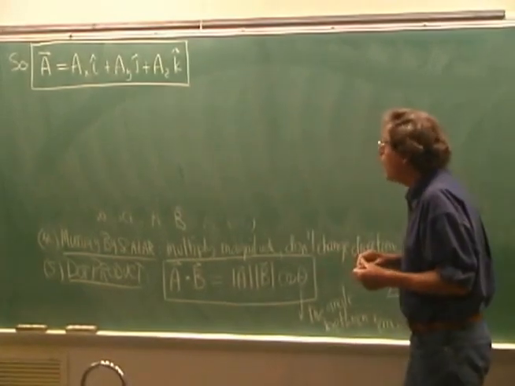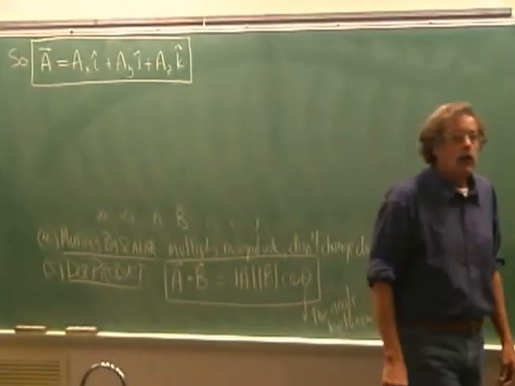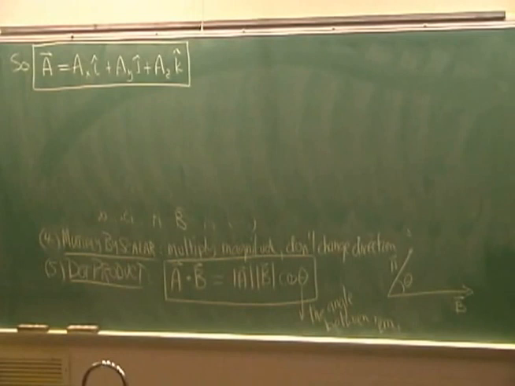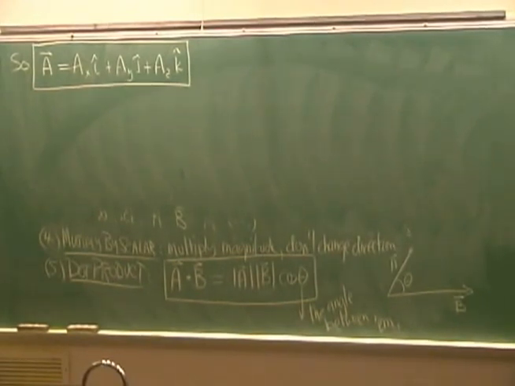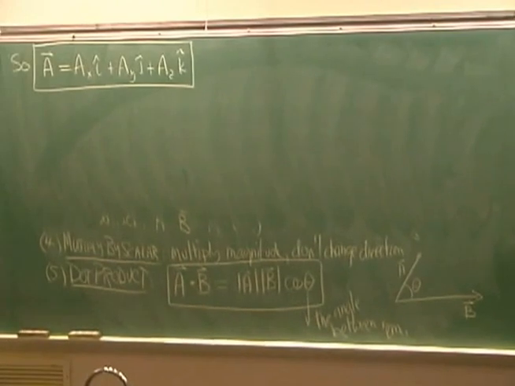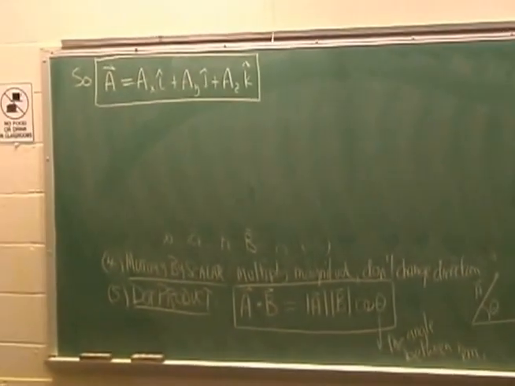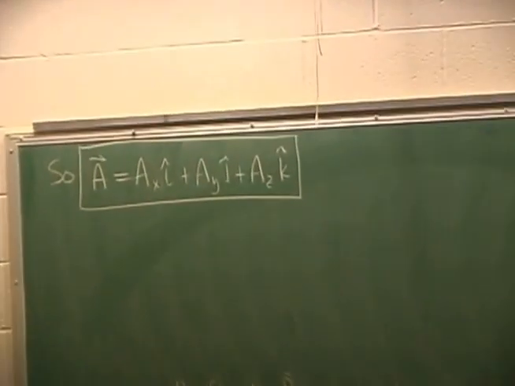So there's the component way of writing a vector, specifying a vector using components and the three unit vectors. Now let me list all of the rules of vector arithmetic in component form.